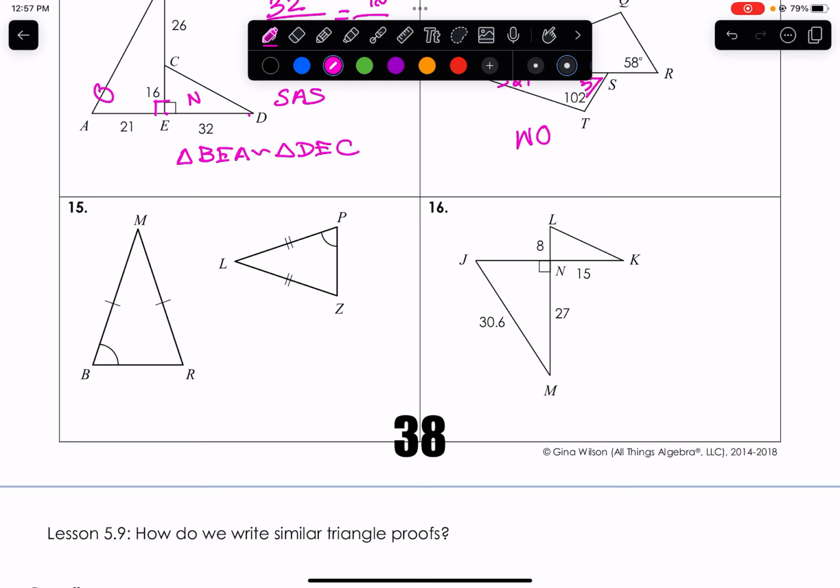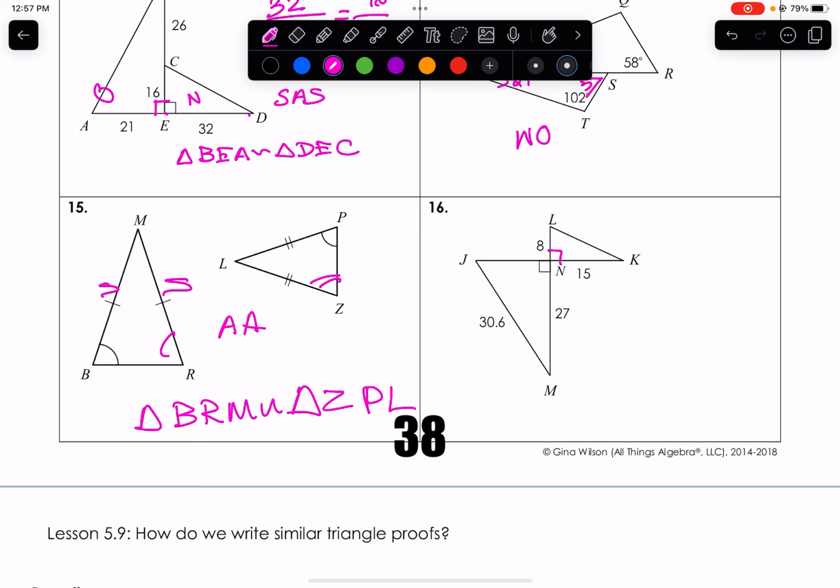This tells me that I have a pair of congruent angles, but then I have two sides that are the same. So I have two isosceles triangles. So yes, these would be similar by AA, BRM similar to ZPL. Right angle. And this one would not work because that is not sandwiched, so no.